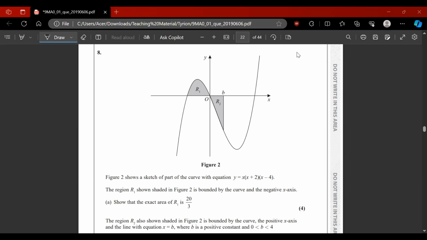First of all, we need to figure out what exactly the intervals are. Obviously this passes through the origin, so that's going to be 0. We need to figure out what this coordinate is. Since we are given the equation here in factor form, the solutions for this particular curve are x equals 0, x equals -2, and x equals 4. So we can use x equals -2 as our intersection point here in order to get the area.